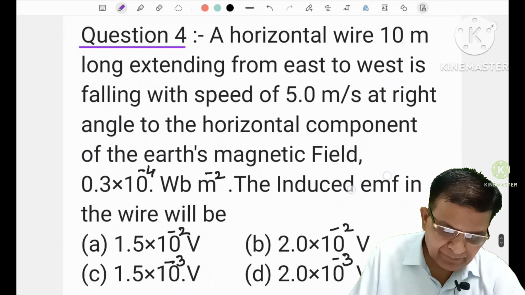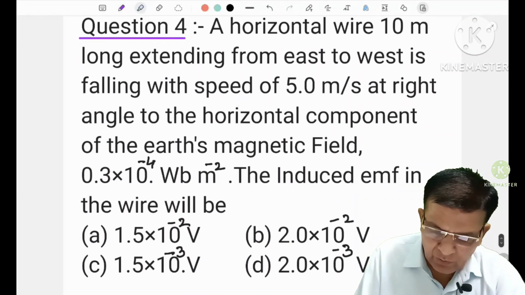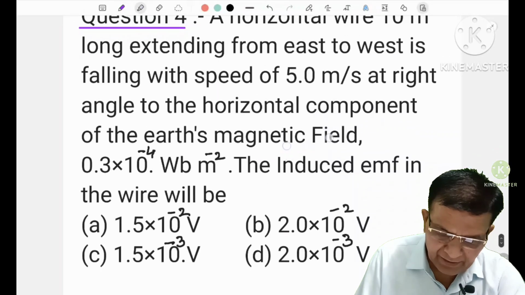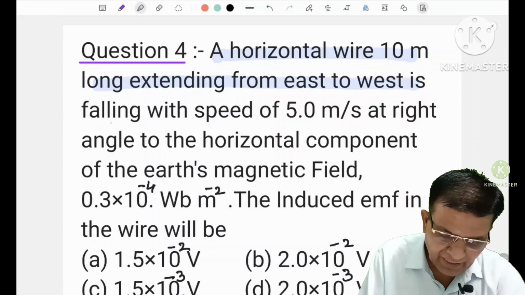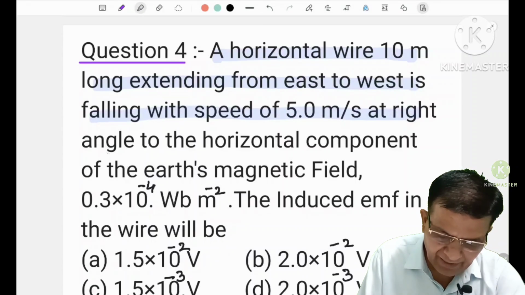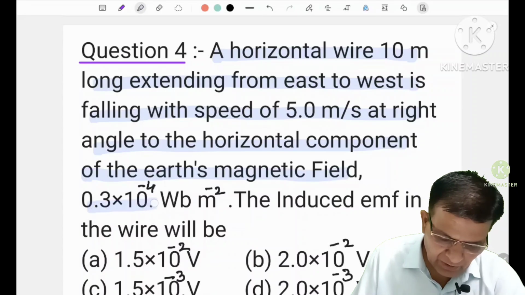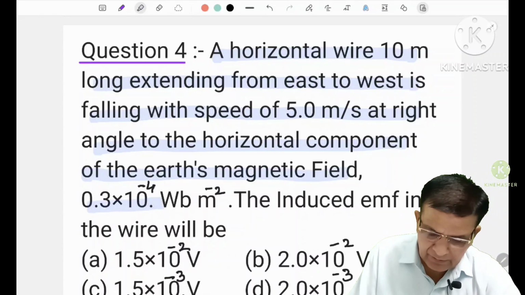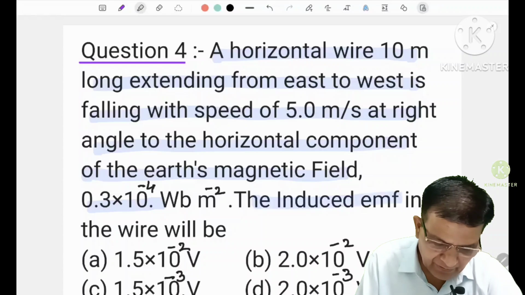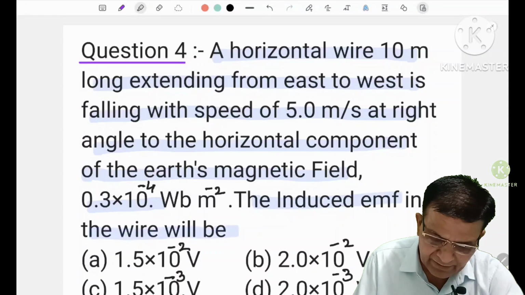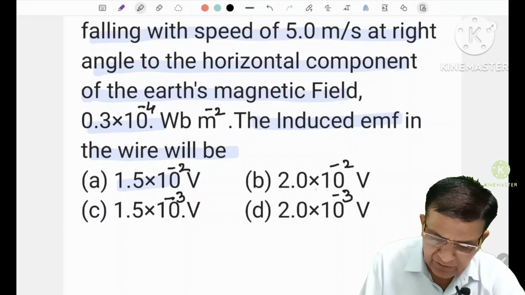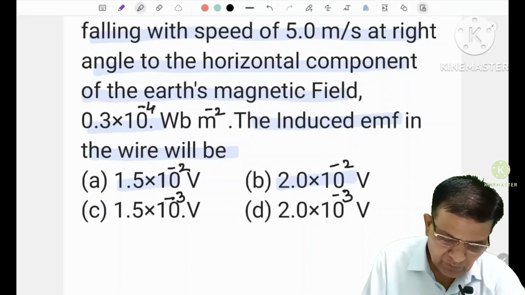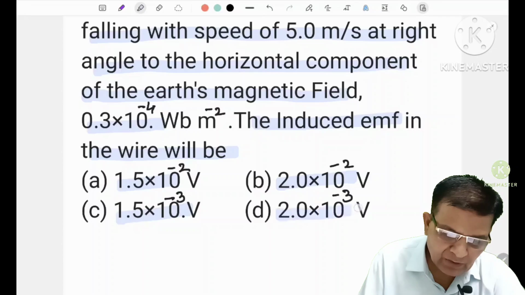Question number 4. A horizontal wire 10 meter long extending from east to west is falling with speed 5 meter per second at right angle to the horizontal component of the Earth's magnetic field 0.3 into 10 to the power minus 4. The induced EMF of the wire is 1.5 into 10 to the power minus 2, 2 into 10 to the power minus 2, 1.5 into 10 to the power minus 3, 2 into 10 to the power minus 3.